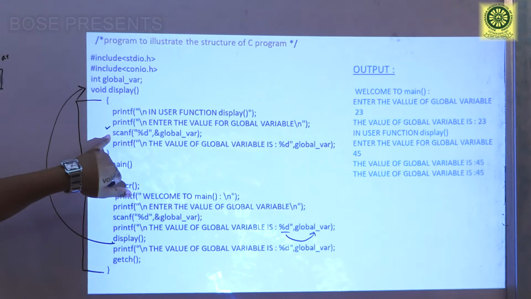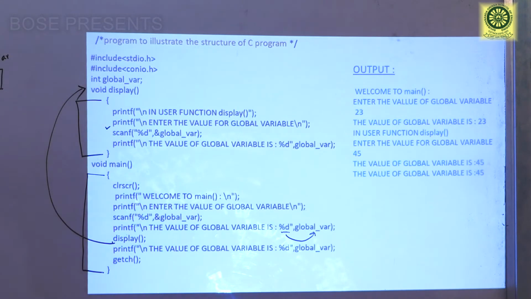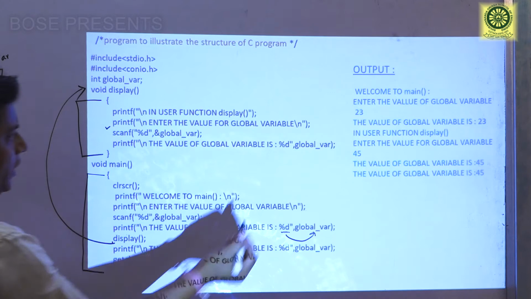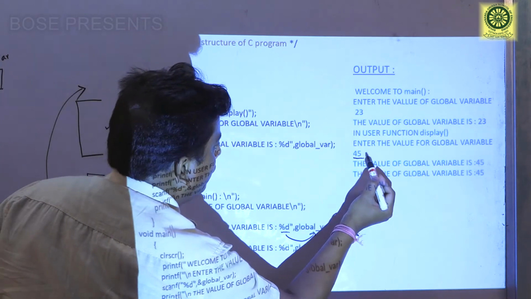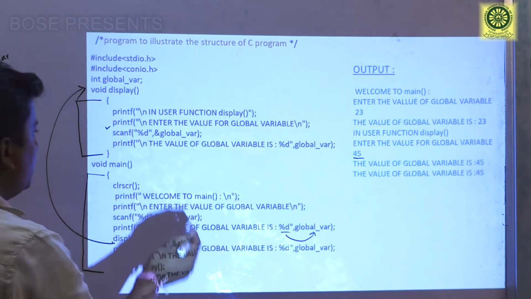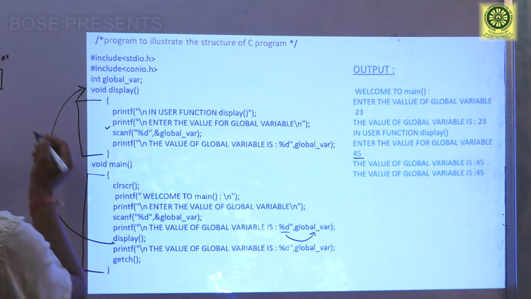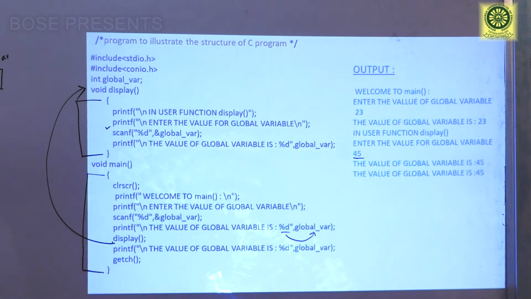Then again there is also a scanf statement, which means the control will pause until the user gives an input value. And here I have given the value 45. That means again 45 will be stored in the memory location whose name is global variable.